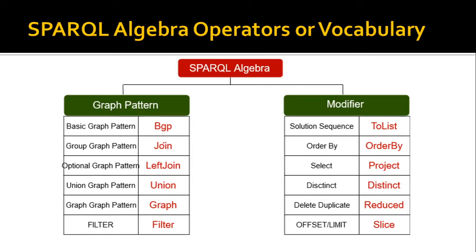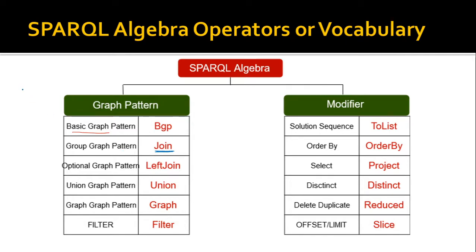So for every kind of construct you have seen in SPARQL, you have one corresponding algebraic operator. For example, for the basic graph pattern, the operator is BGP. So the BGP is the corresponding operator for the basic graph pattern construct. To represent group graph pattern, we make use of join. So this is the operator that corresponds to group graph pattern.